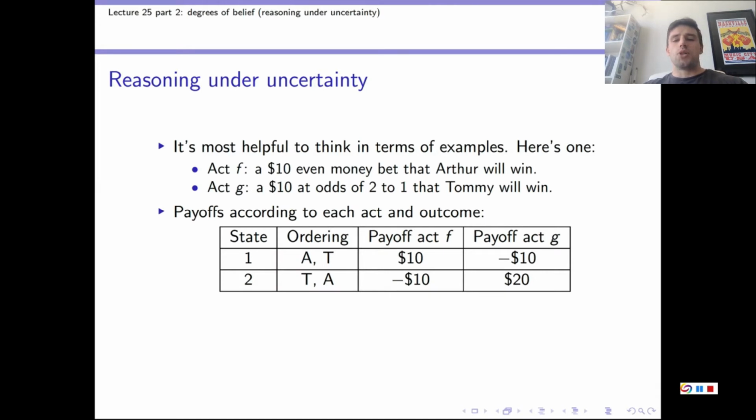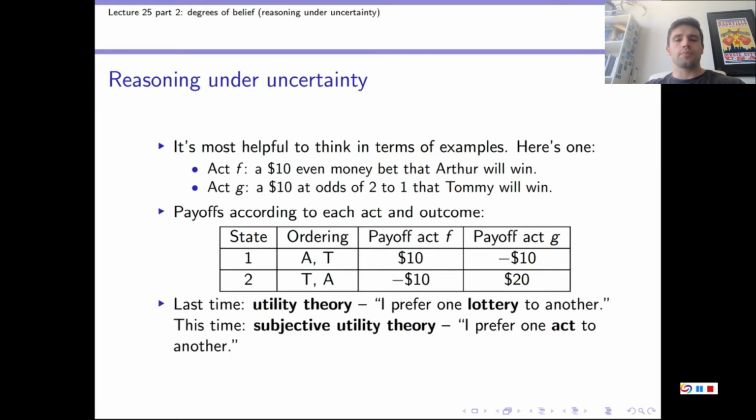And by even money bet, I mean that if you bet $10 that Arthur will win, and if Arthur wins, you get $20 back. So you get your stake back plus your stake again, so a net gain of $10. And by a bet of 2 to 1 odds on Tommy, I mean you bet $10 that Tommy will win, and if Tommy does win, you get your stake back plus 2 times your original stake, so a net gain of $20. Using that, you can verify that this table is accurate, but we're not going to dwell on the table here.